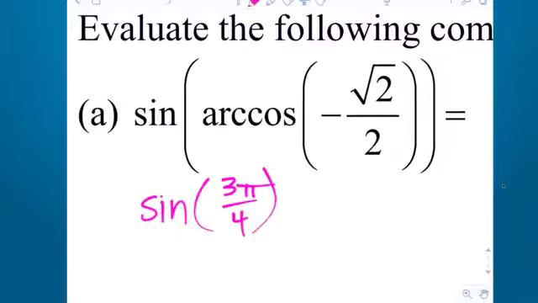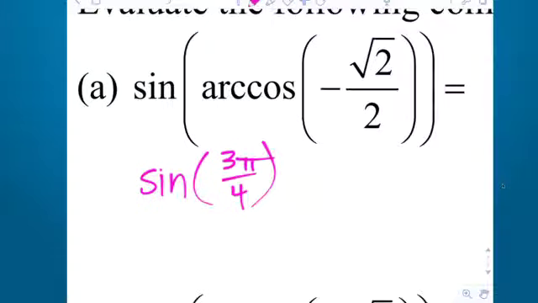And now it's like an old unit circle quiz. Now that we're at 3 pi fourths, what's the sine ratio there? Positive square root of 2 over 2. Sine is positive in quadrant 2. Cosine is negative. Excellent. That's how you do it.